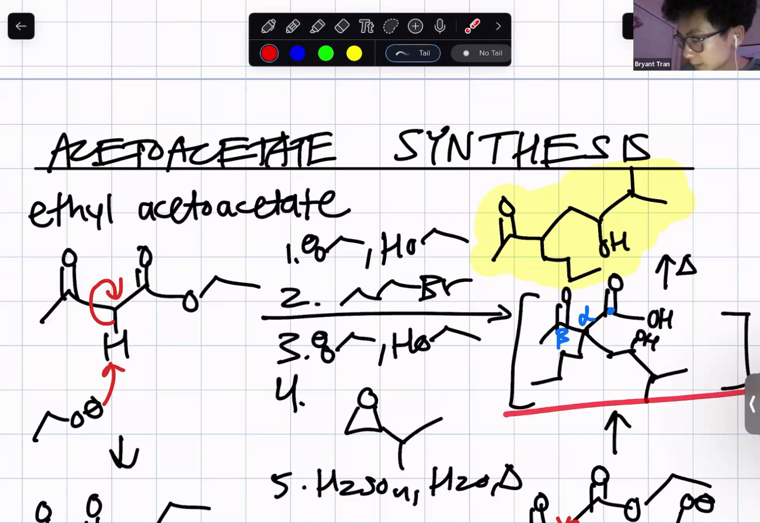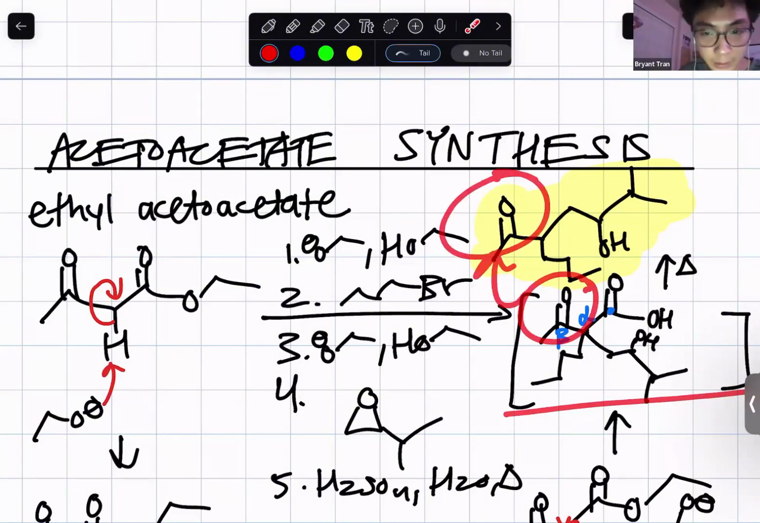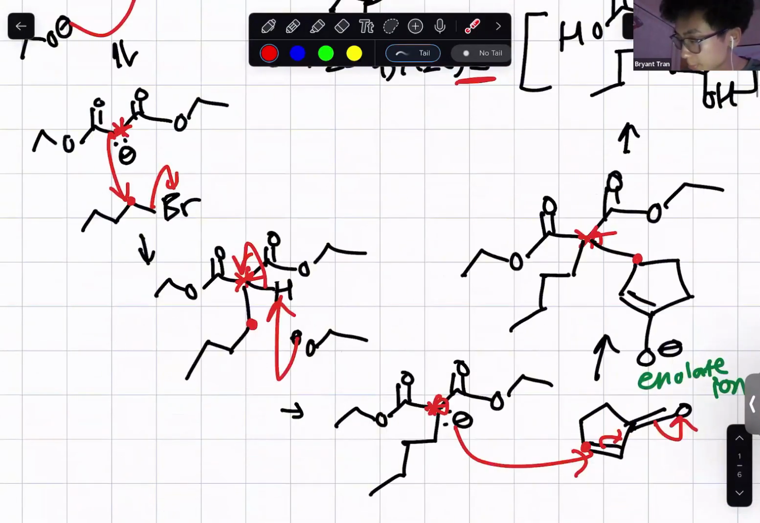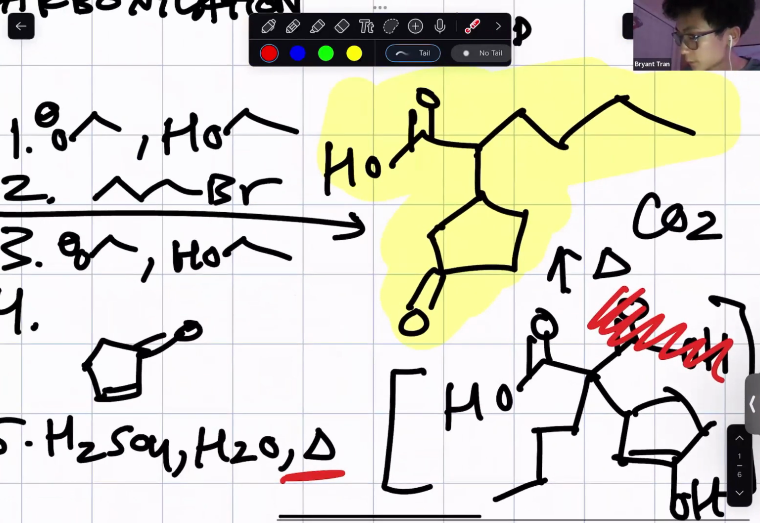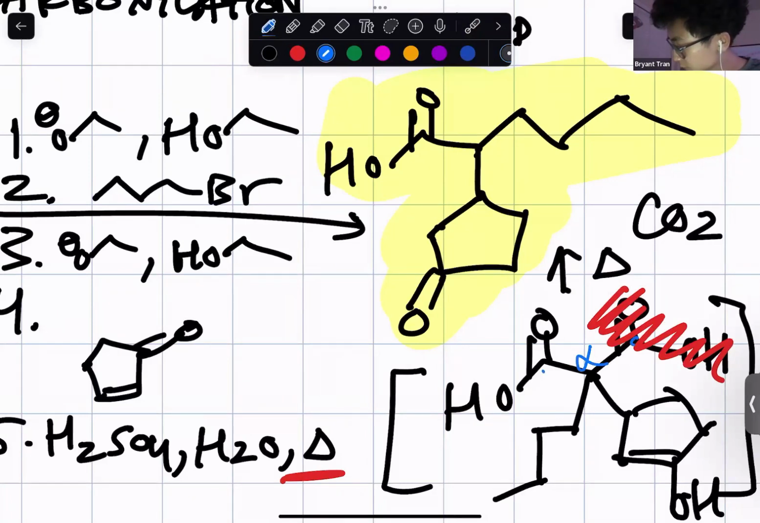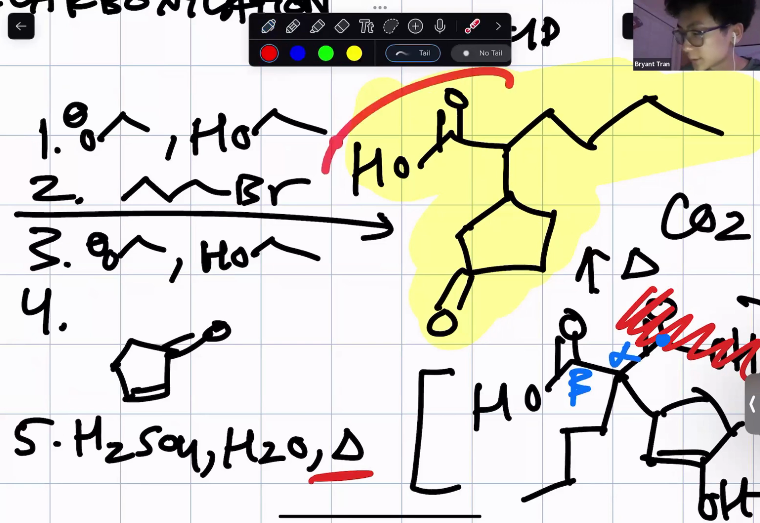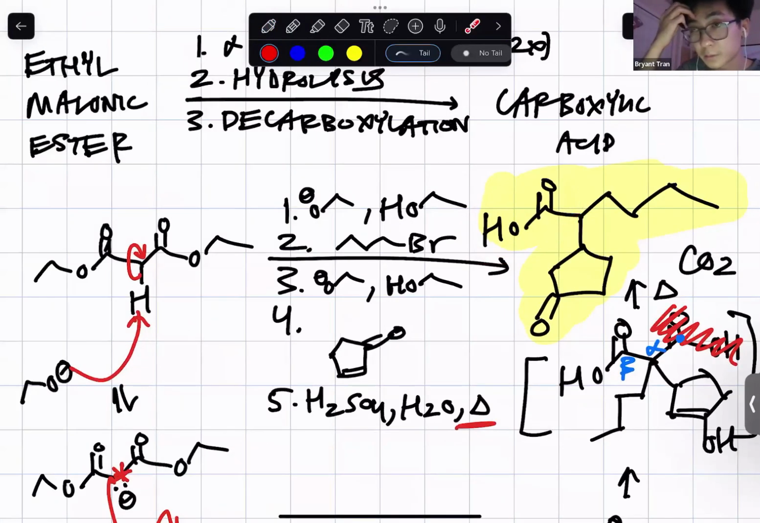When we do decarboxylation here for acetoacetate synthesis, the carbonyl that's beta to the carboxylic acid is a ketone. That's how we get the ketone in the product. For malonic ester synthesis, when we do decarboxylation, the carbonyl that's beta to the carboxylic acid is another carboxylic acid. So that's why we get that carboxylic acid in the product. That's the differences in the products.